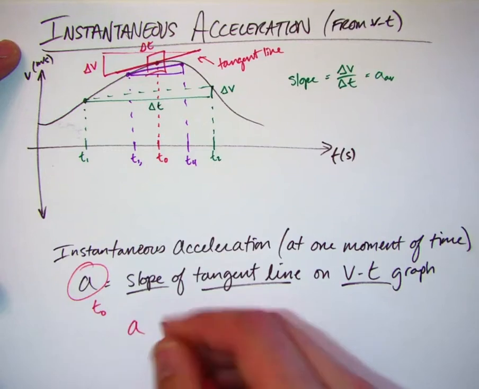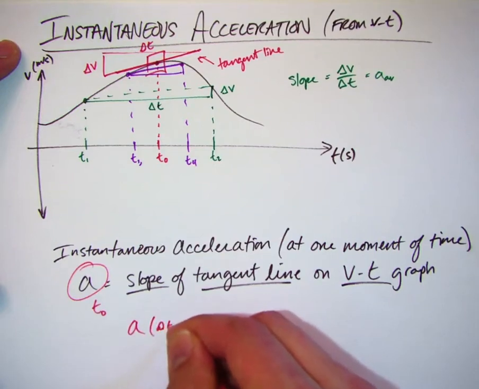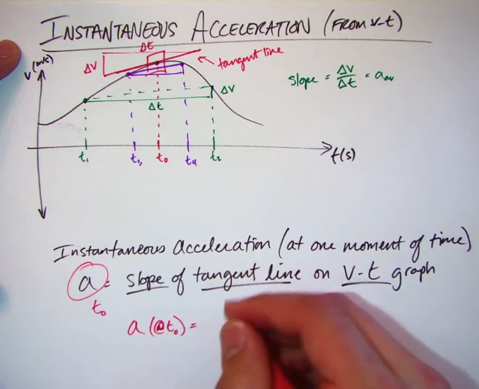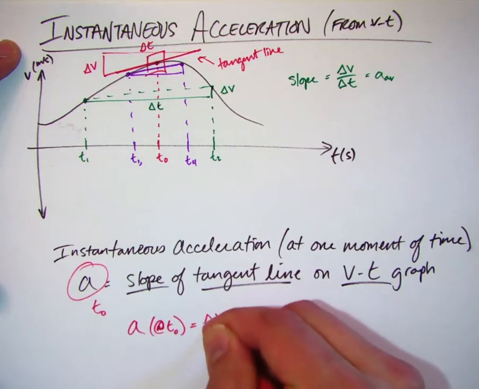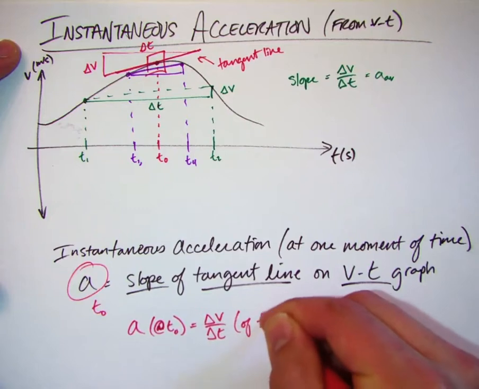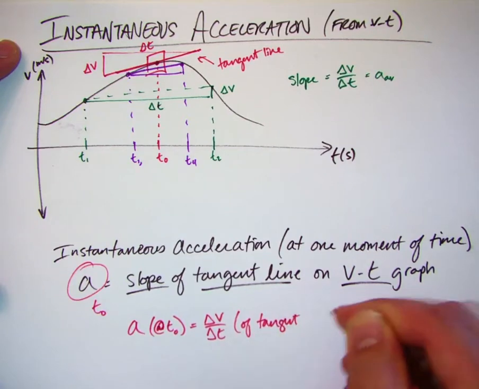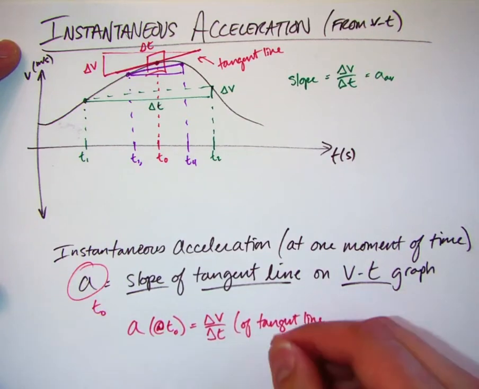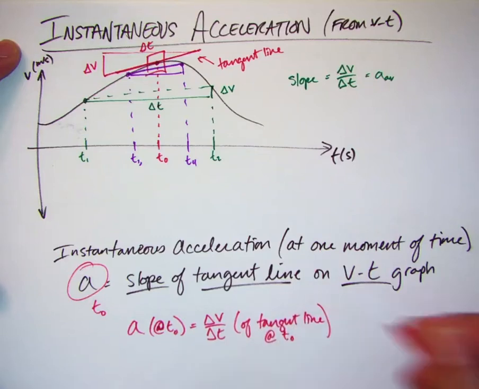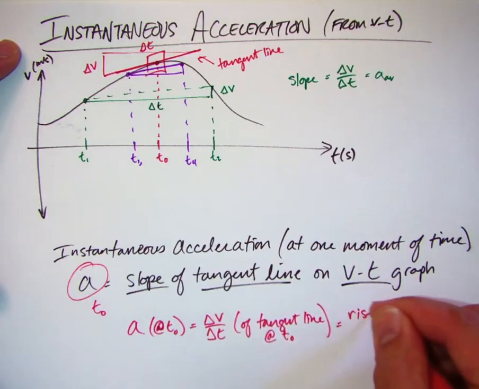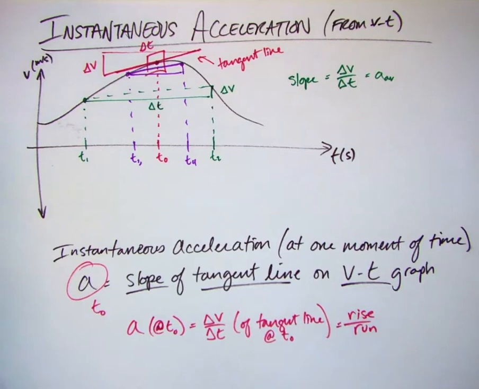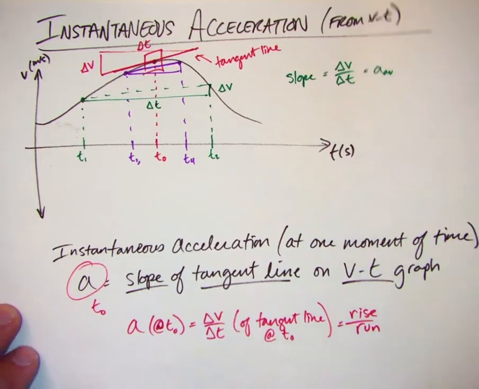So A at time t naught is delta V over delta T of the tangent line at t naught, which is my rise over my run. So, if you want to know instantaneous acceleration from a VT graph, find that point in time in which you want to know it, draw the tangent line, find the slope. Alright, let's look at an example.